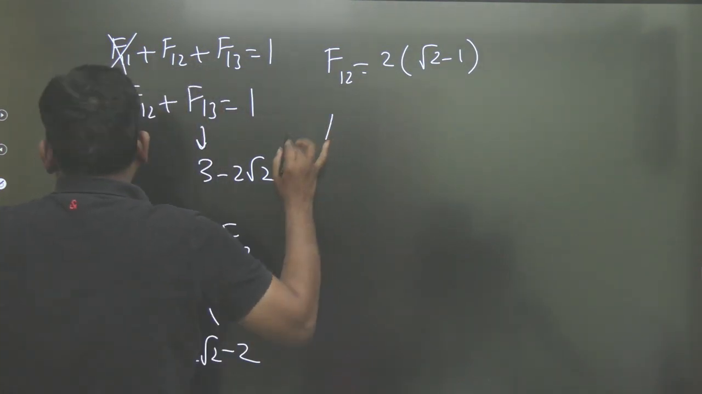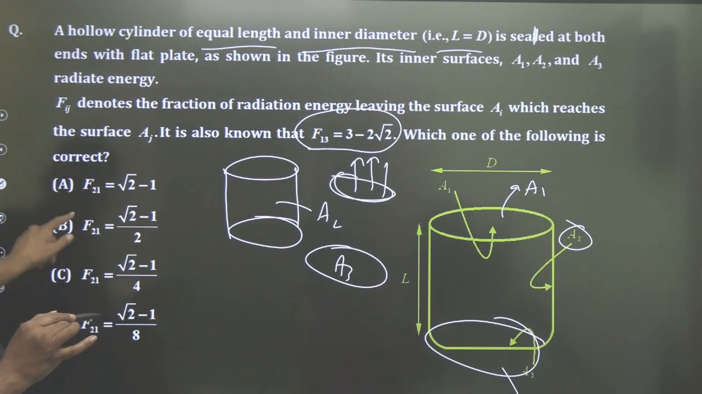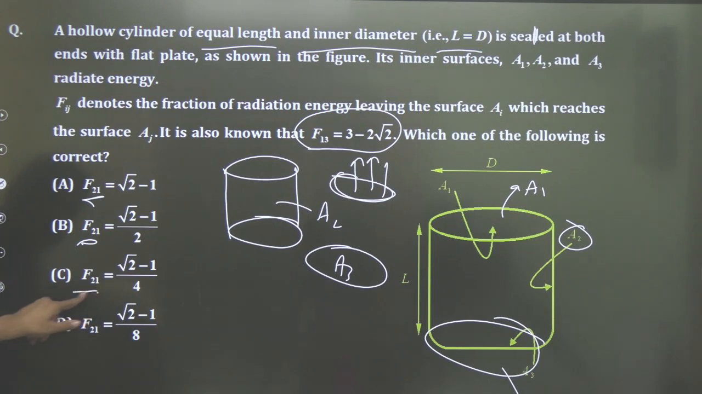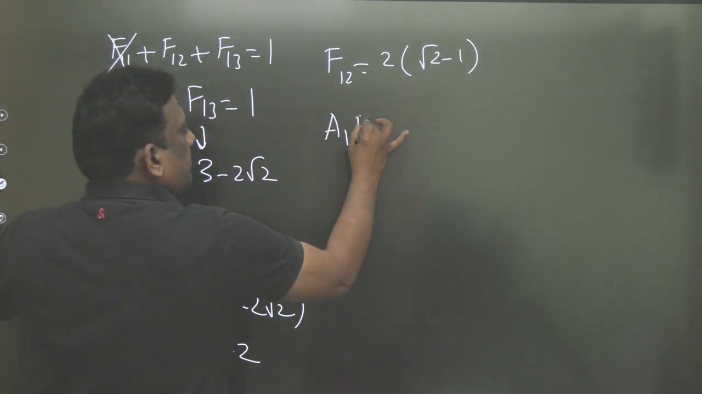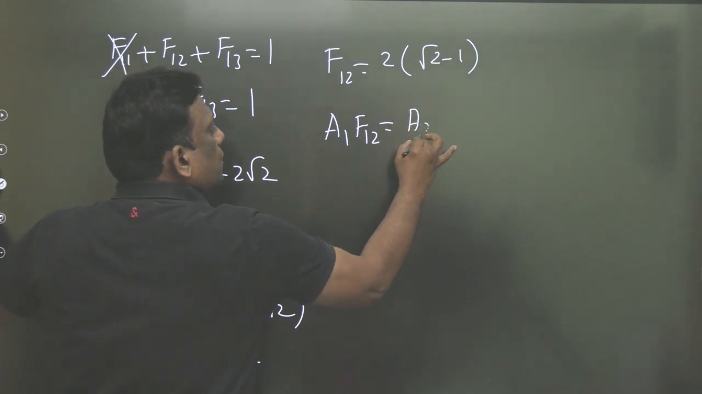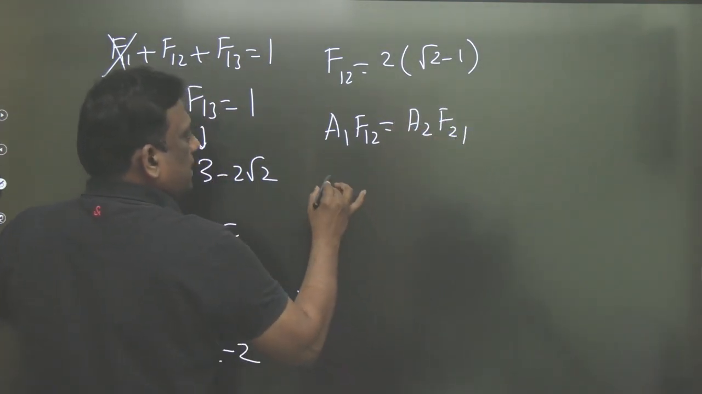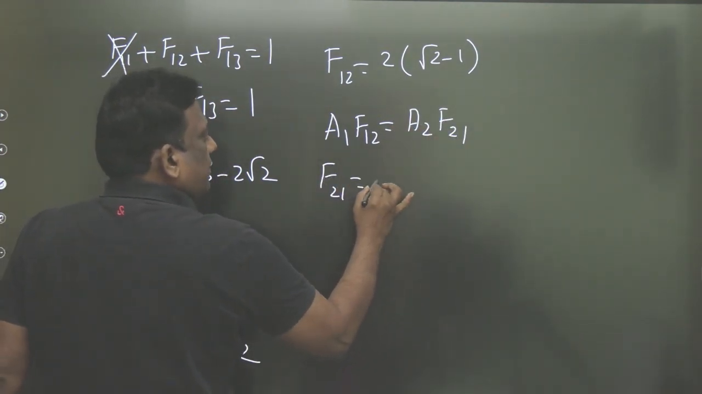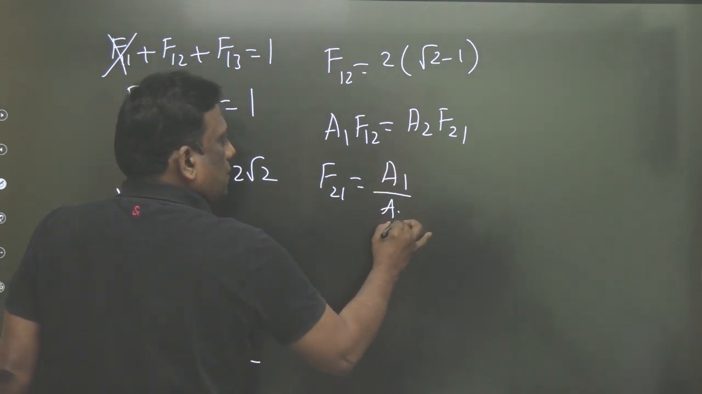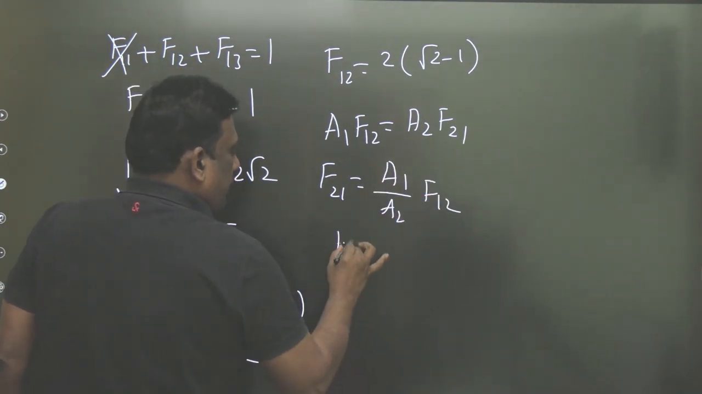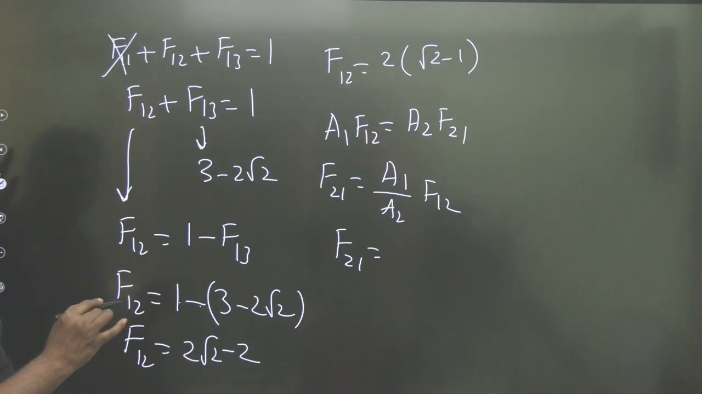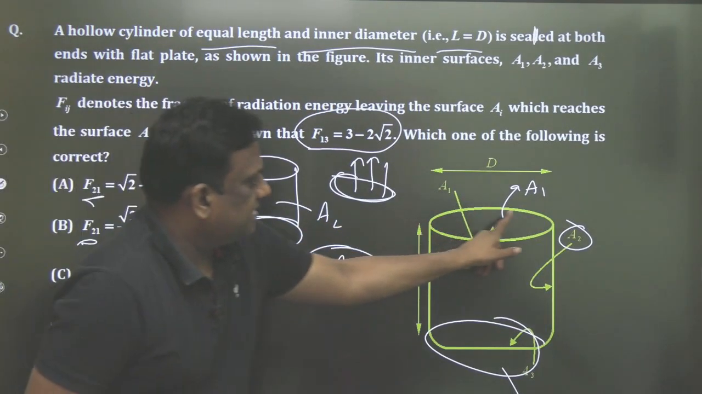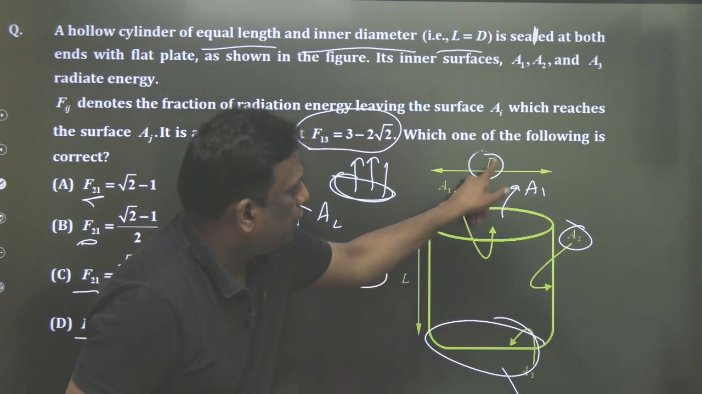So therefore, he is not asking F12, he is asking F21. By the reciprocity theorem, A1 F12 is equal to A2 F21. So therefore, F21 is equal to A1 by A2 into F12. What is A1, sirs? This is A1, the circular area, pi by 4 d square.